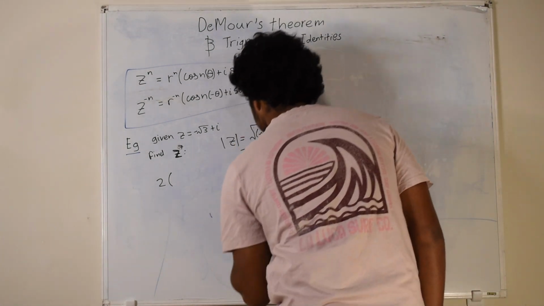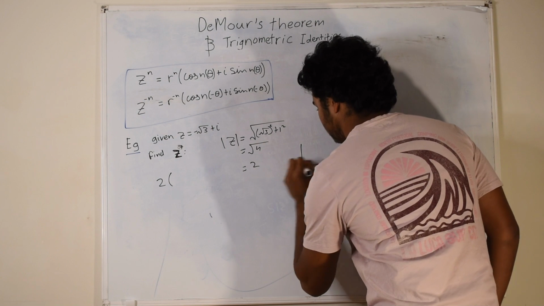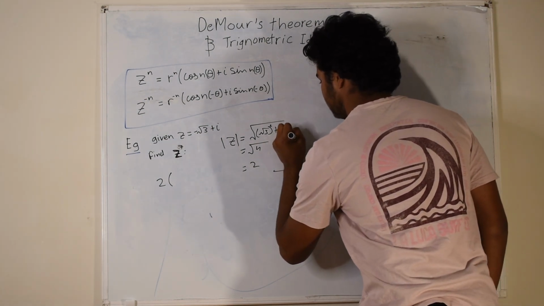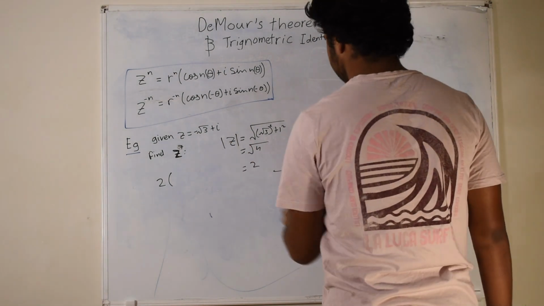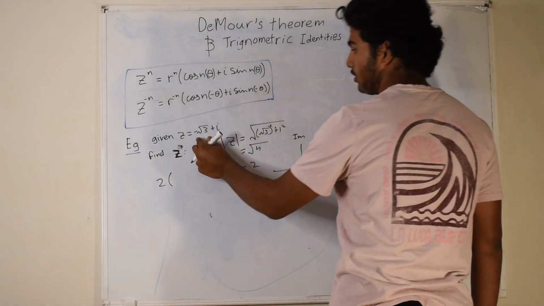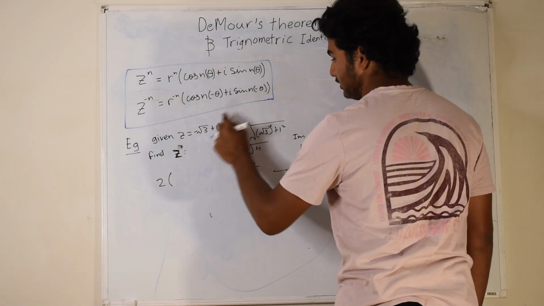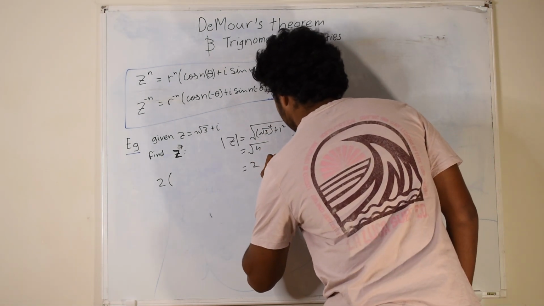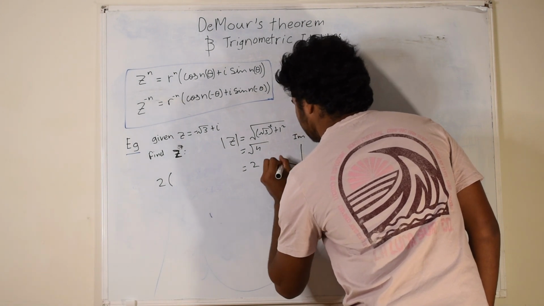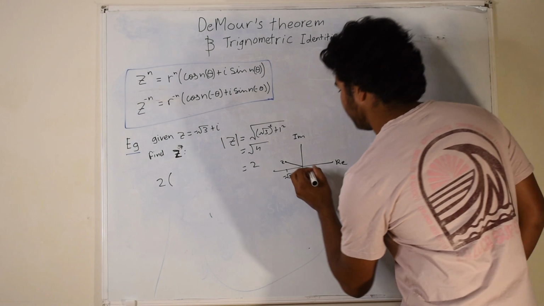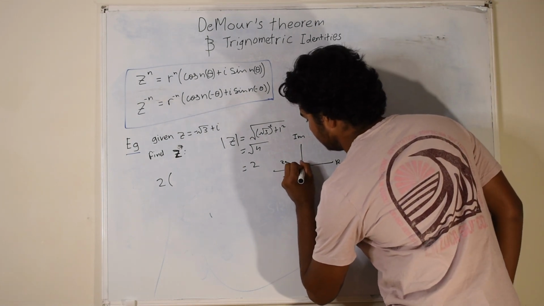So let's do it over here. With the Argand diagram, we've got real and imaginary. Minus root 3 is the real component, so that's somewhere around here. Minus root 3, and then plus i, we go up over here. So that is the complex number we have at the moment, and we're trying to find this theta here.